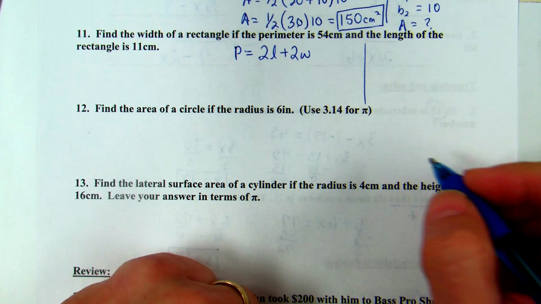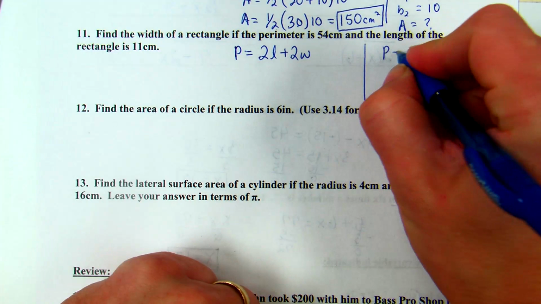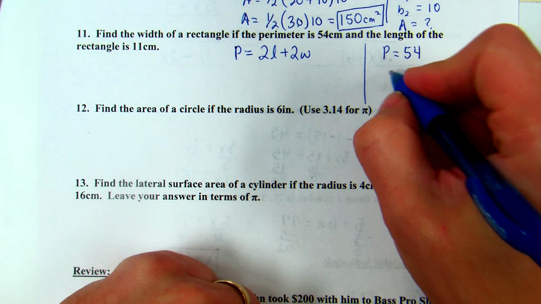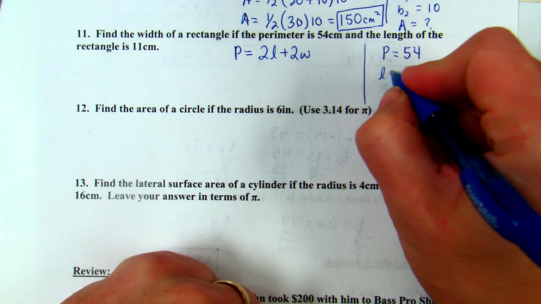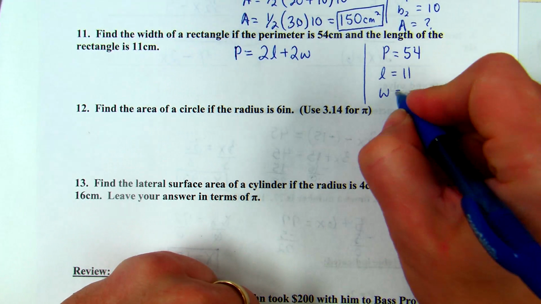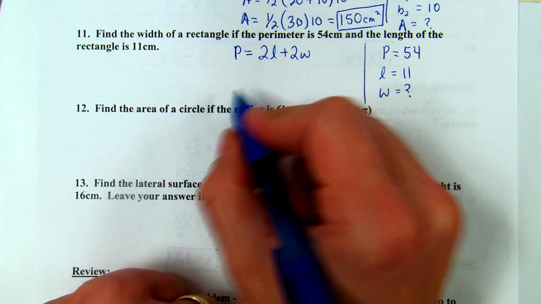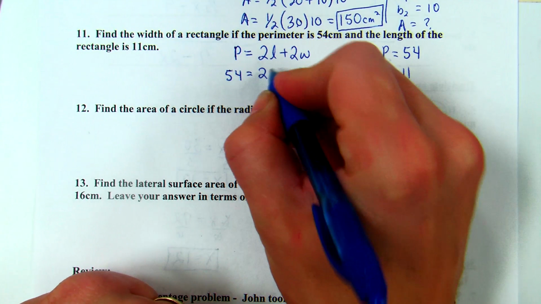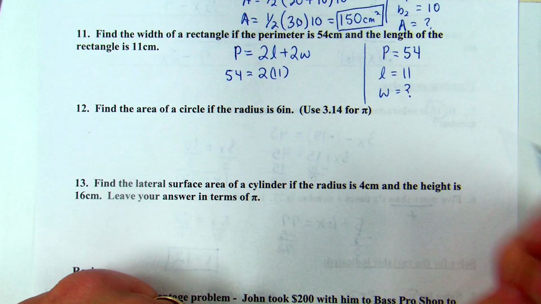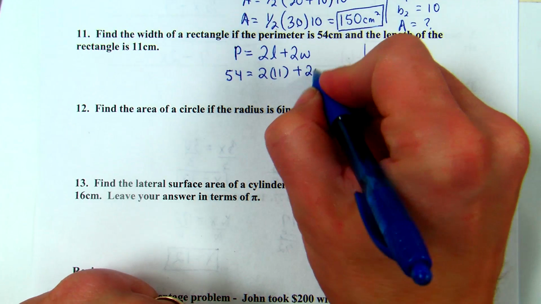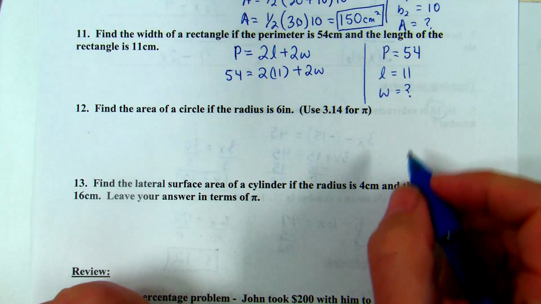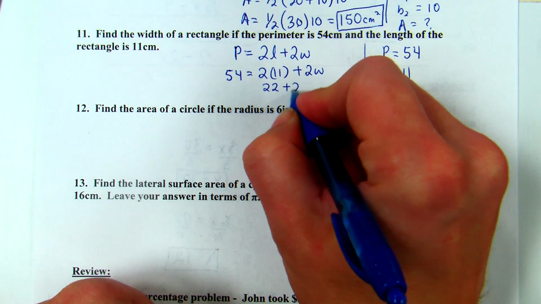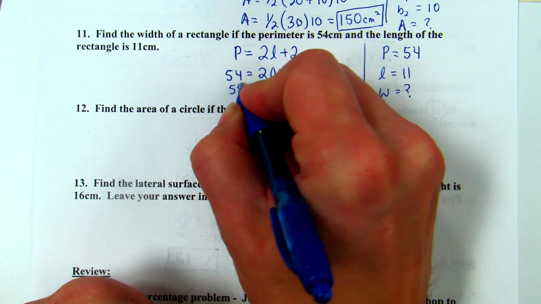We create our key on the right here. P is known, and that is 54 centimeters. The length is 11 centimeters. The width is our unknown in this case. So we plug our values into our formula. We have 54 is equal to 2 times 11, which is L, plus 2W. Obviously, 2 times 11 is going to be equal to 22, plus 2W. Again, this all still equals 54.